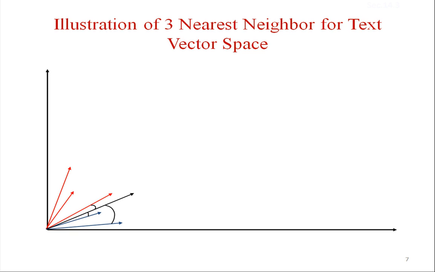We selected 3 angles as the smallest nearest angle for this black vector, and based on this we classify the document. We find that the majority of the documents nearest to that black document are blue, so we will classify this black document in the blue documents category.